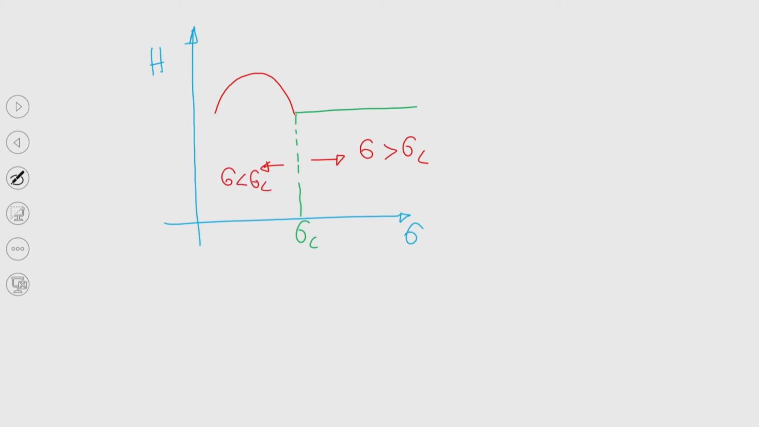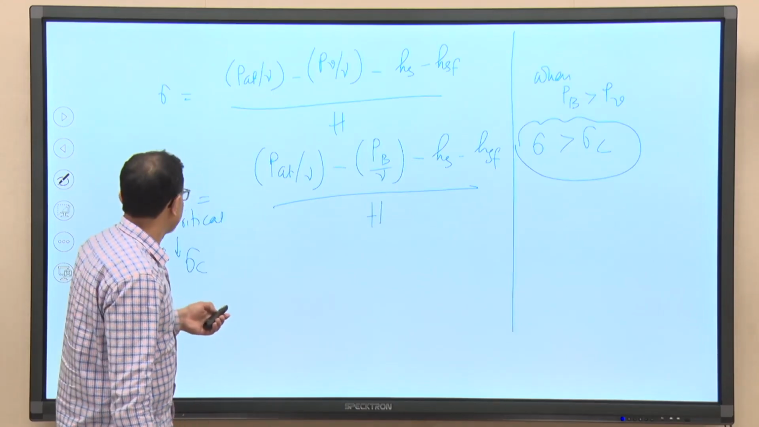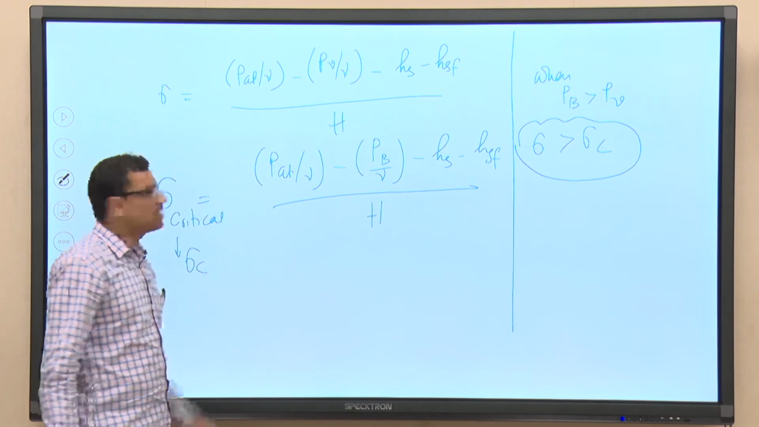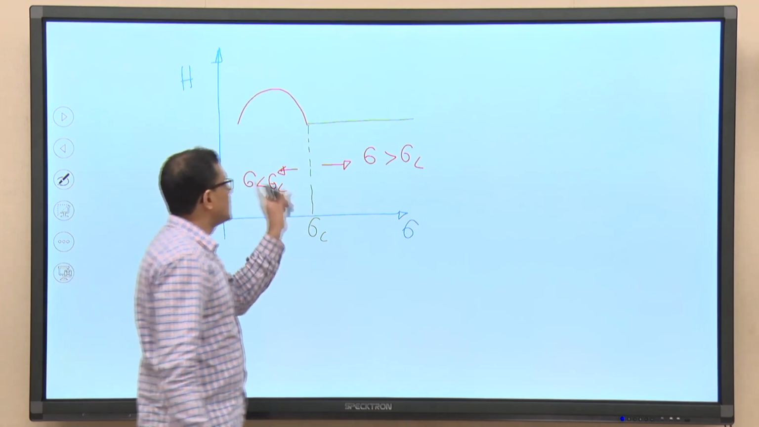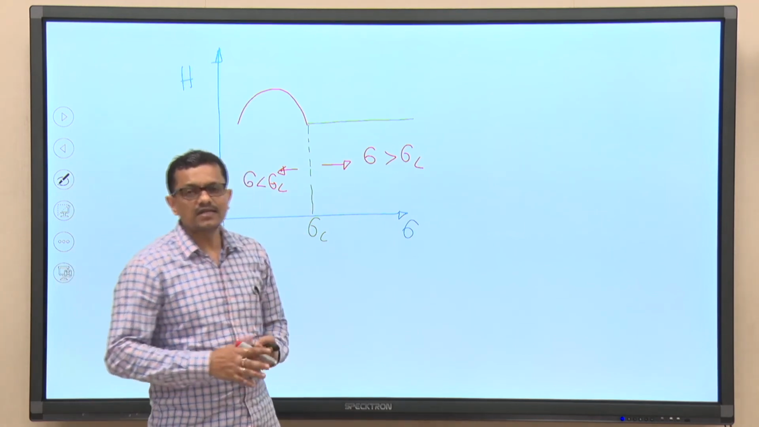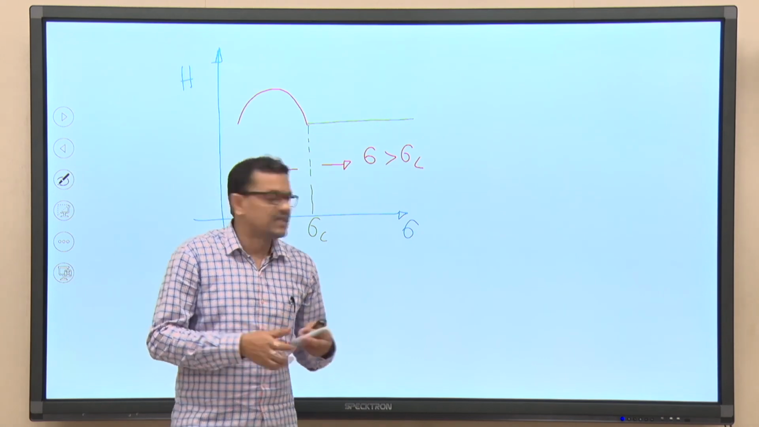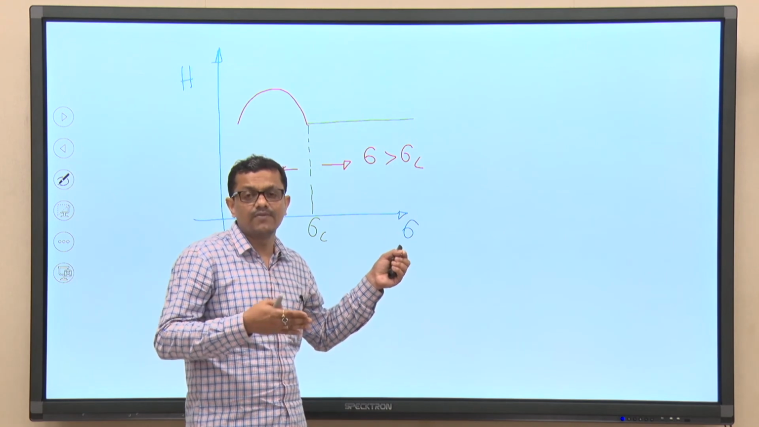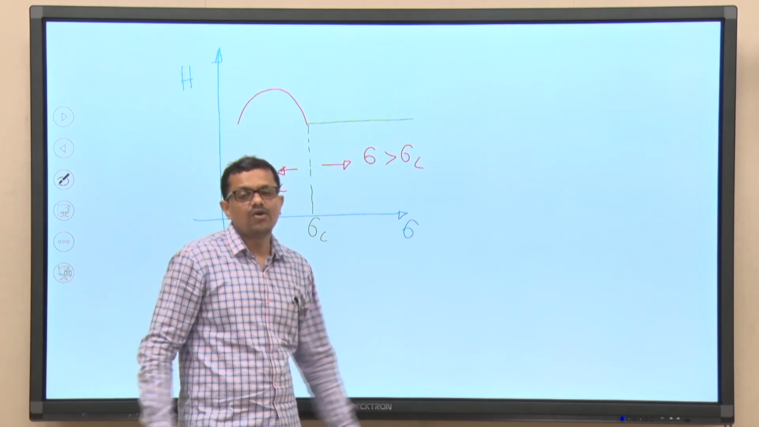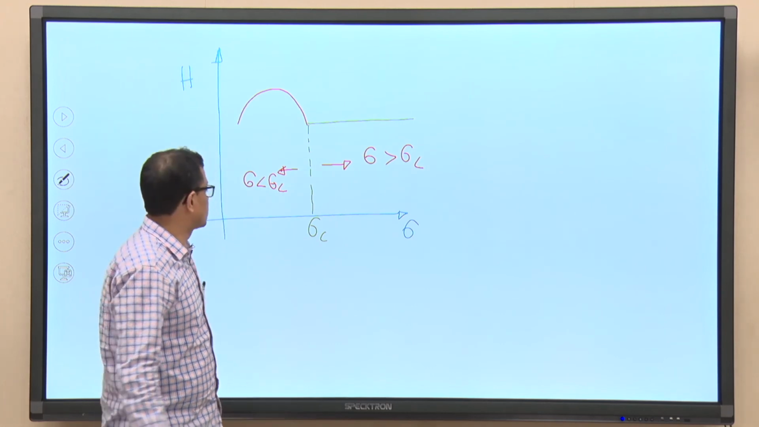From this particular diagram, what we can see is that if we try to draw h versus sigma, just this expression if you consider h versus sigma and plot it, then there is a critical value of sigma c. That is the critical pressure, the minimum value of pressure at the inlet to the impeller for which there will be onset of cavitation, and that is the critical Thomas cavitation factor.